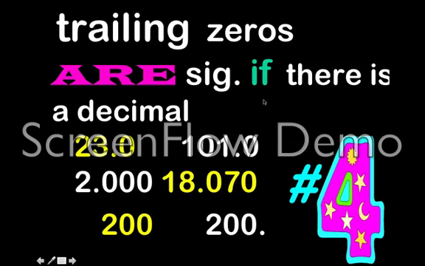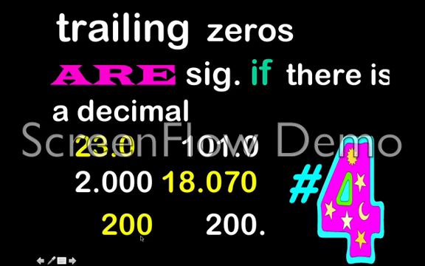Rule number 4: trailing zeros. This means zeros at the end of a number. Whether or not we consider those zeros significant depends on whether or not you can see the decimal. In the number 23.0, we can see the decimal, and so this zero is considered significant. So 23.0 has 3 sig figs. In 101.0, the 0 at the end counts because we can see the decimal. So that's 4 sig figs. This 0 counts because it's in between 2 non-zero numbers. 2.000, 4 sig figs. How many in 18.070? There's 5.